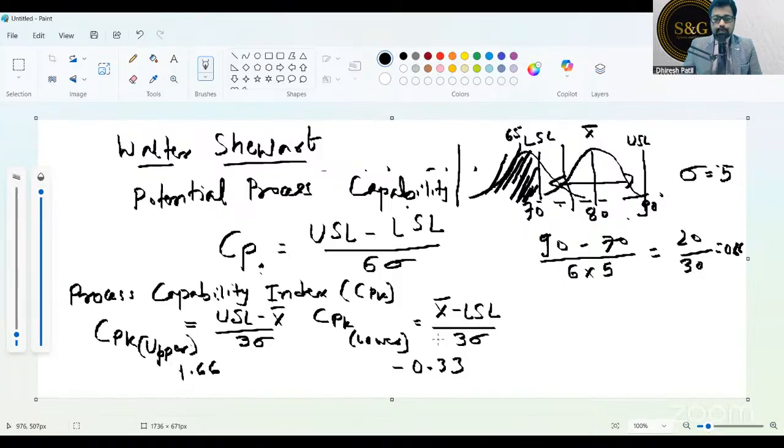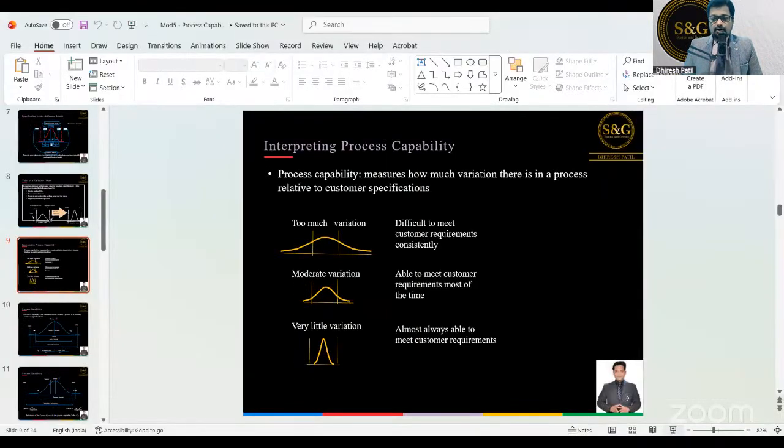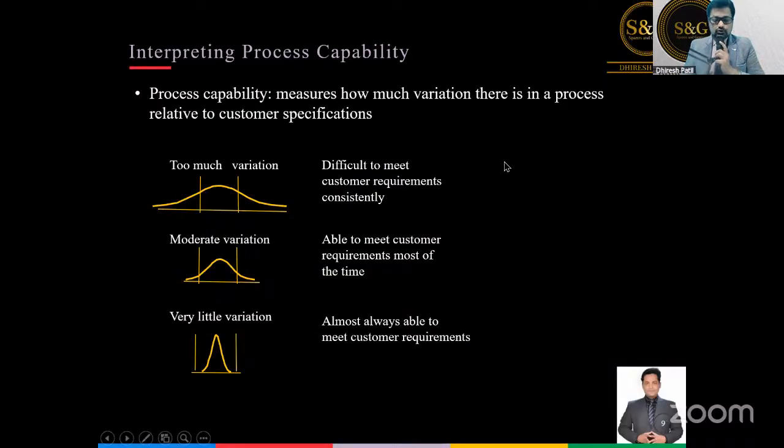Okay, now let's do a Minitab exercise about this. Okay, yes, Minitab exercise. Yeah, let me show you some. This one. Okay, then we will do the Minitab exercise. All right. Okay, so let's have a look at this.